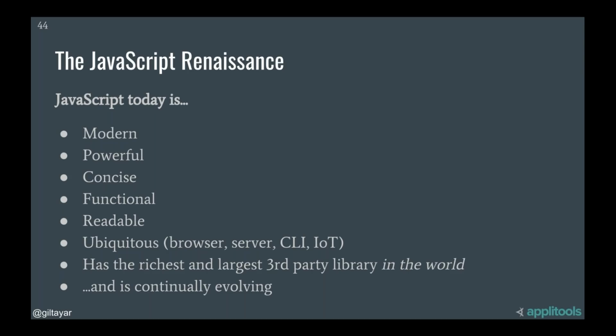And today, NPM, which is the third-party library that JavaScript uses, is the richest and largest library in the world. It passed the Java third-party library, which is Maven. It passed it, and it's like 2 times as big today, and it's continuously evolving.